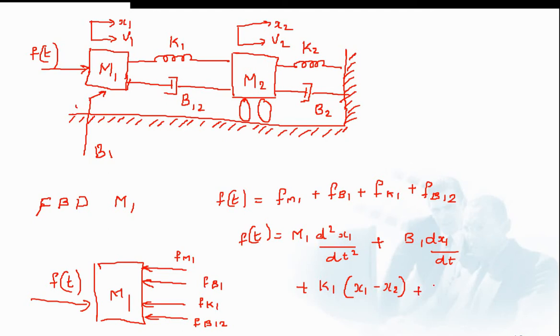Plus b12 into d by dt of x1 minus x2. This is the equation with respect to the free body diagram of mass m1, the dynamical equation or force balance equation of the system with respect to mass m1.